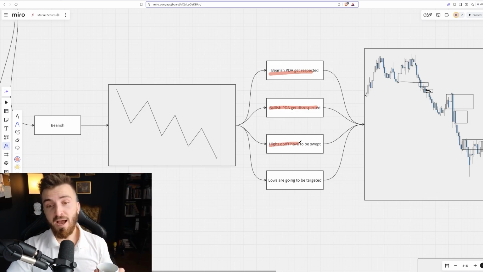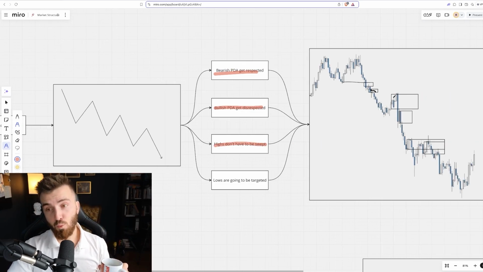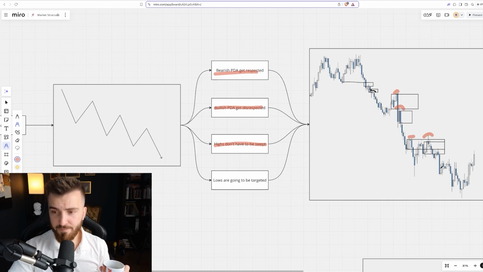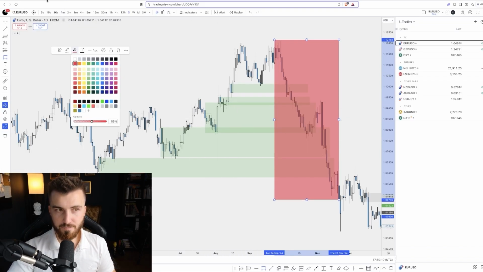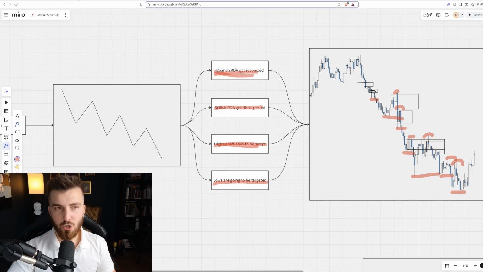which we saw. Highs do not have to be swept, which we saw. Doesn't get swept. This one actually got swept, but the rest don't get swept. And now all of these lows were always targets. Target, target, target, right? Target right there. So lows are going to be targeted. Highs don't have to be swept. Bullish PD arrays are going to be disrespected. Bearish PD arrays are going to be respected.